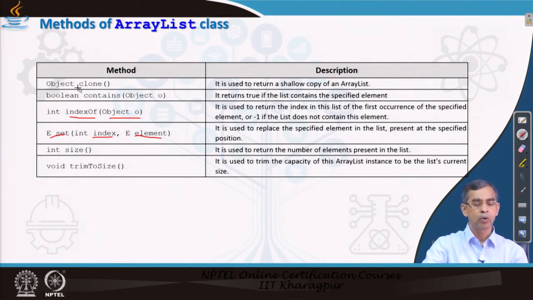Now, the other methods: clone, as you already know, basically returns an object of the same type. That means, if you want to create a duplicate of an existing collection, then you can call the clone method for that collection, and it will create a replica of that. Now, contains basically checks whether in that collection an element O is present or not. If it is present, it will return true, otherwise false.